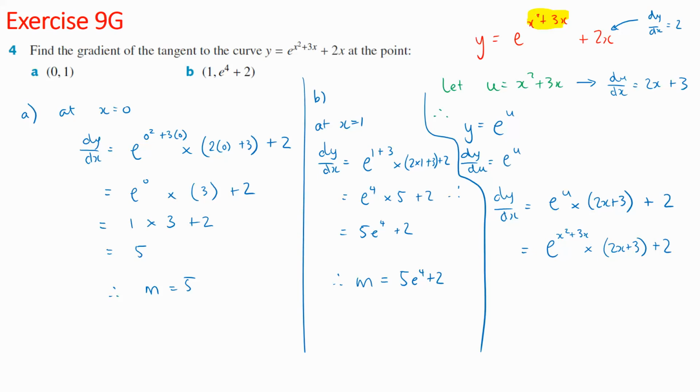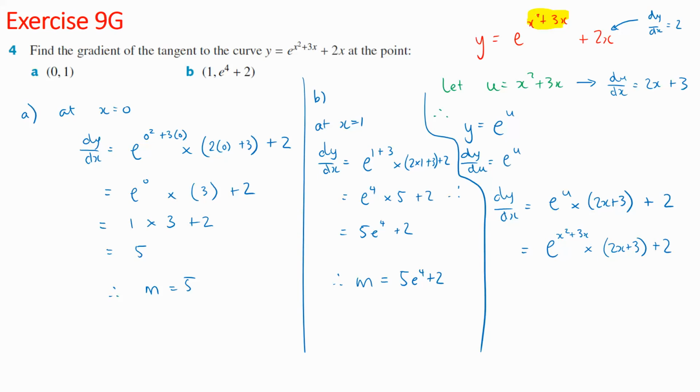So let u equal x squared plus 3x. dy/du is e to the u. The derivative of x squared plus 3x is 2x plus 3. Put them together. That's your derivative. That tells you the gradient at x equals 0, at x equals 1. Sub into your gradient formula. That's how I get it.